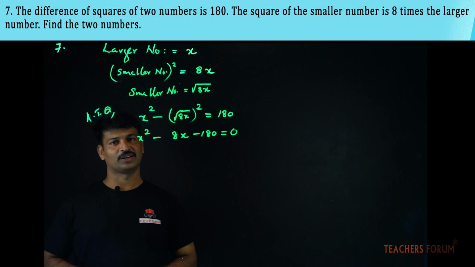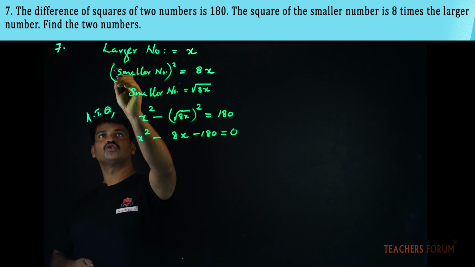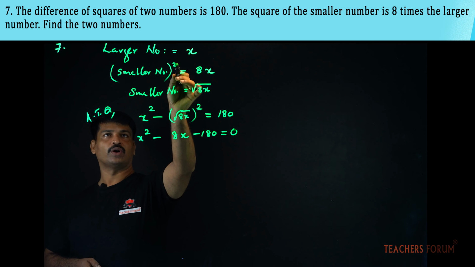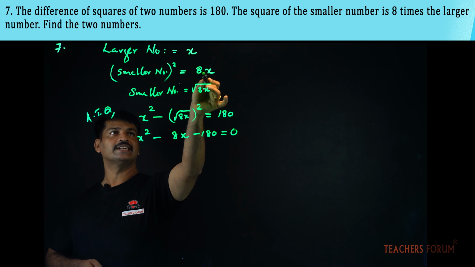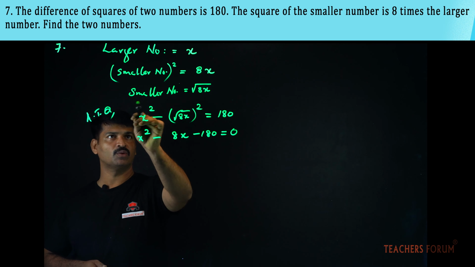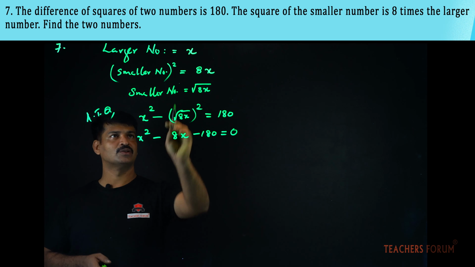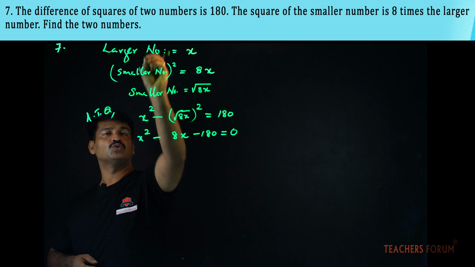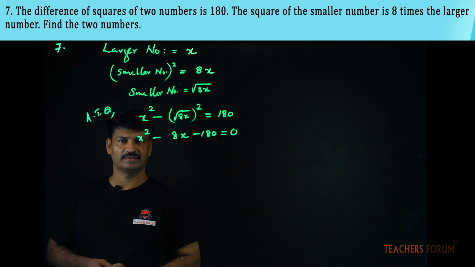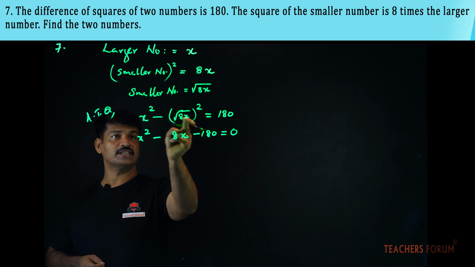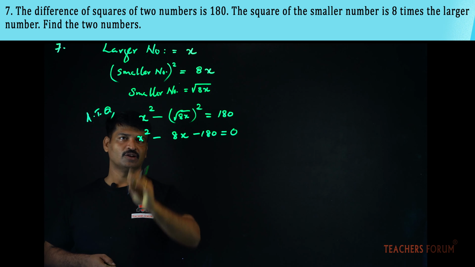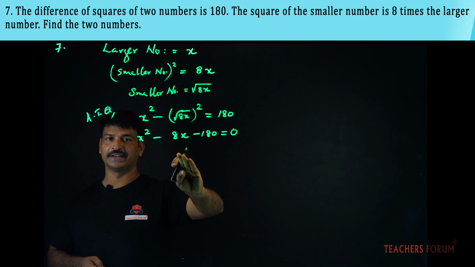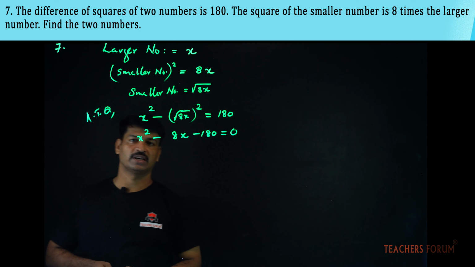Now you get a quadratic equation. I think it is clear to you. We assume the larger number to be x. It is given that the square of the smaller number equals 8 times the larger number. Then the smaller number will be root of 8x. The difference of the squares of these two numbers is 180. Now root 8x the whole square is 8x. 180 you have to take to the left side, it becomes minus 180 equals 0. Now it forms a quadratic equation.